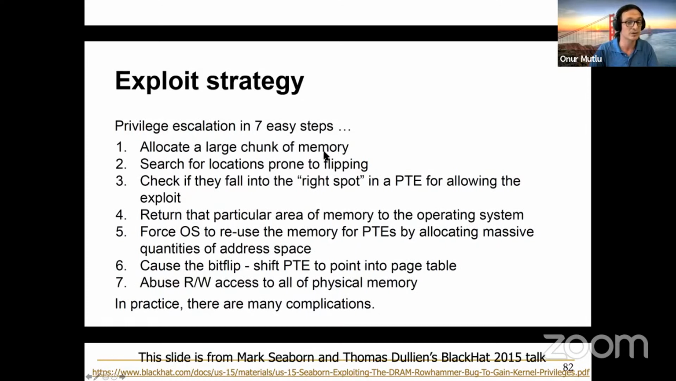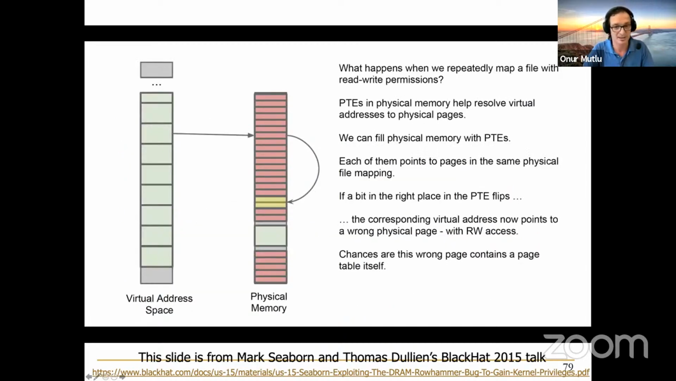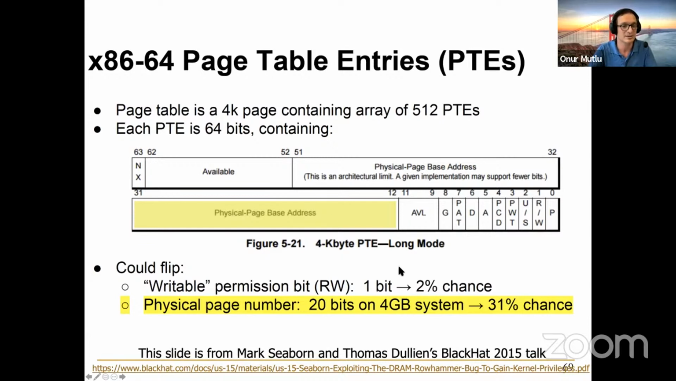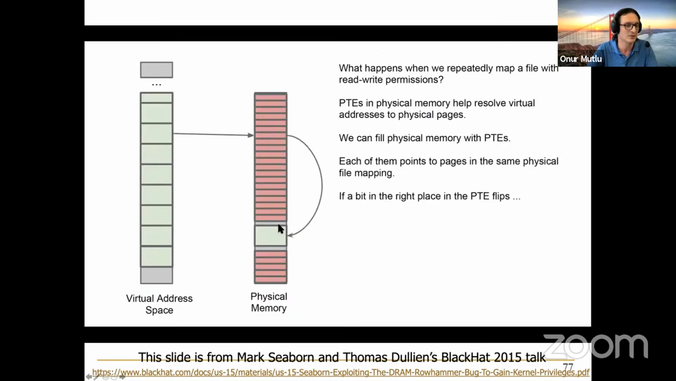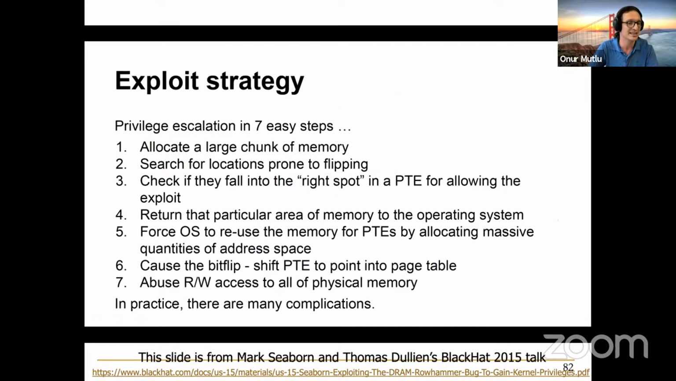Search for locations prone to flipping first. Check if they fall into the right spot in a PTE for allowing the exploit, because you need to be able to flip the right bits in the PTE. So you need to template the memory to figure out what parts of your memory are actually vulnerable to these sorts of bit flips. And they should really be in the right locations corresponding to, let's go back, this physical page base address, basically. But you can do all of that. That's not hard. If you know your system at the low level nicely, it's not hard.